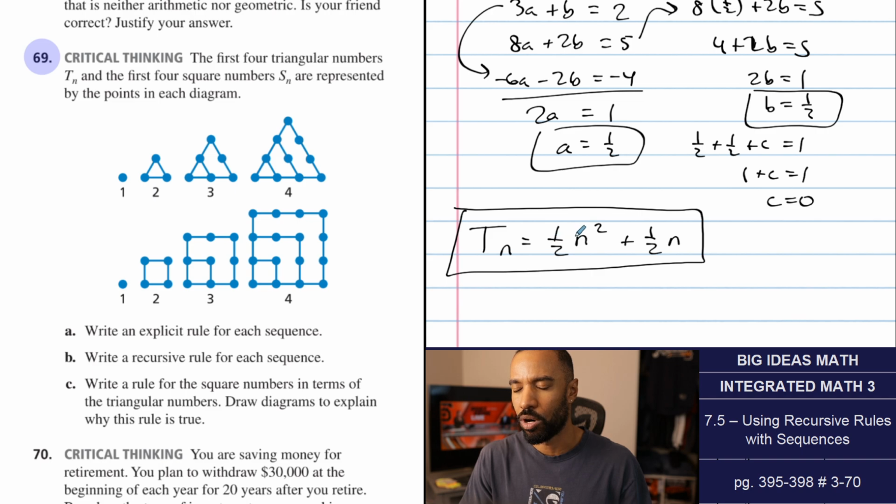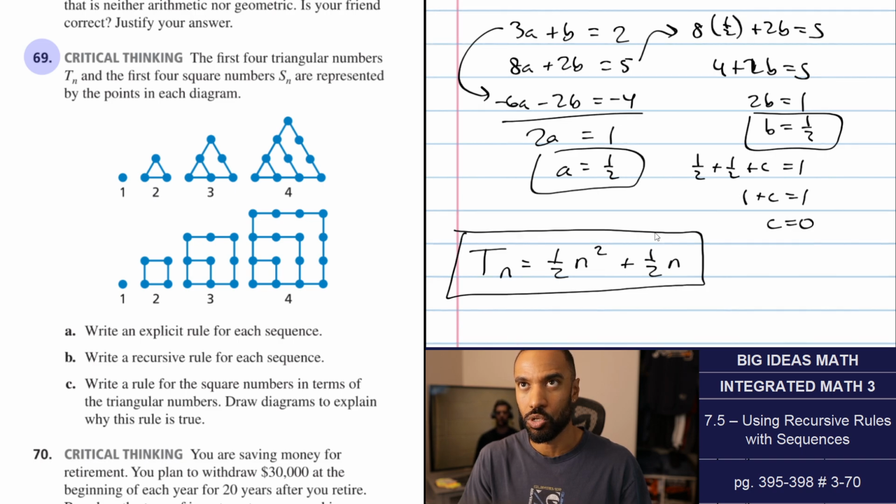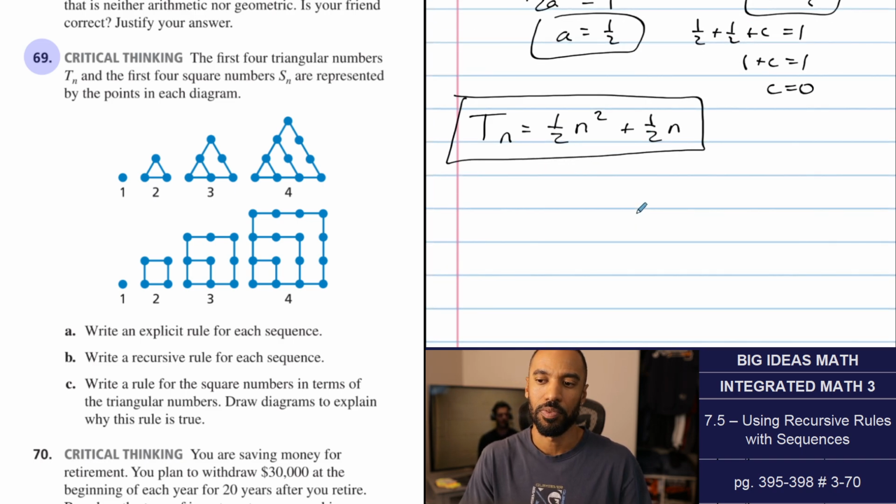That's half of 4, which is 2, plus half of 2, which is 1. 2 plus 1 is 3. Plug in 3. Half of 9 is 4.5, plus half of 3 is 1.5. 4.5 plus 1.5 is 6. Plug in 4. Half of 16 is 8, plus half of 4 is 2. 8 plus 2 is 10. Yes, that works. All right.